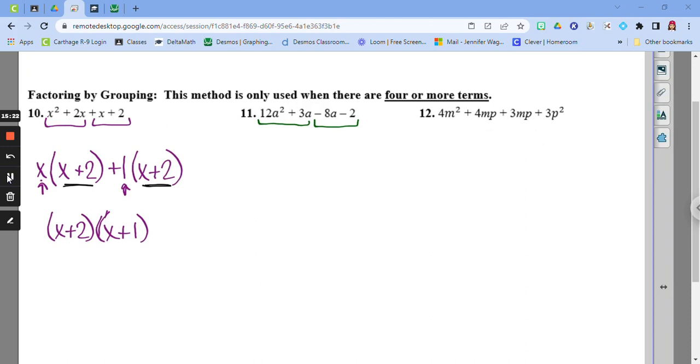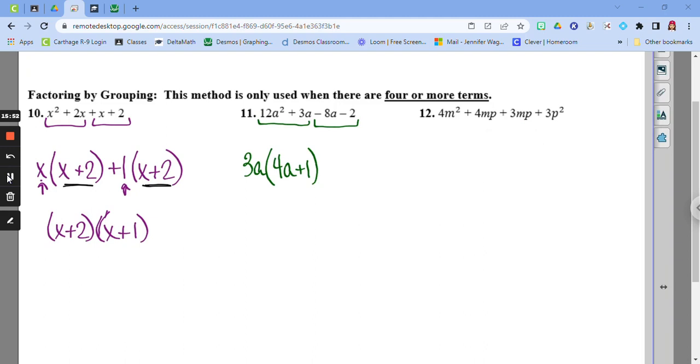So on 11, just looking at 12a squared and 3a. What can I divide both of those by? 3. 12a squared divided by 3a is 4a. 3a divided by 3a is 1. All right.